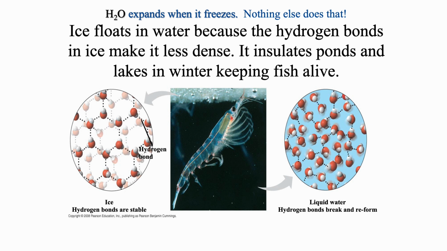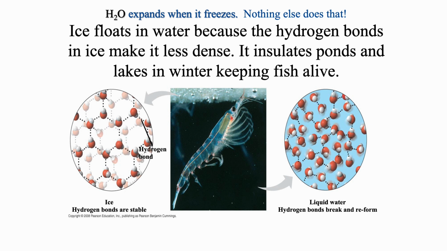When a substance is more dense, it sinks. So the liquid water is more dense, it's going to stay at the bottom. Ice is less dense, it's going to float on top. This is what's going to allow for ponds and lakes in the wintertime, not here where we live, but up north, to act as an insulation.